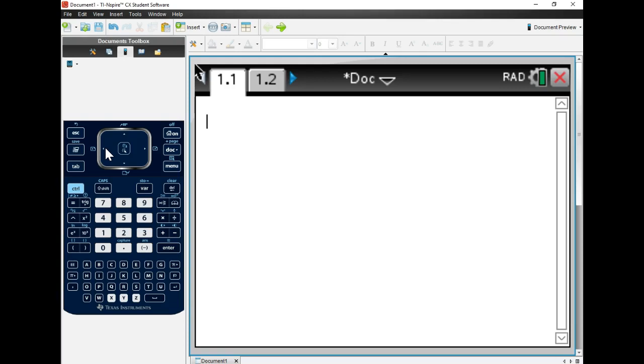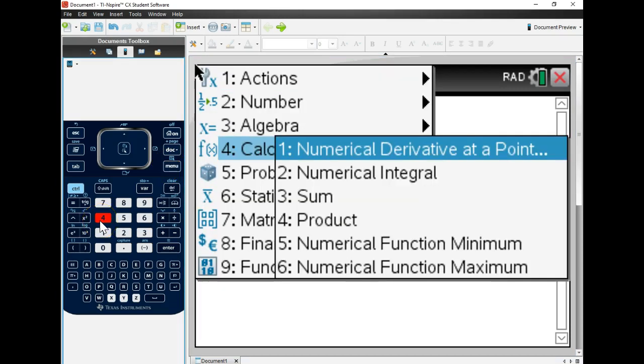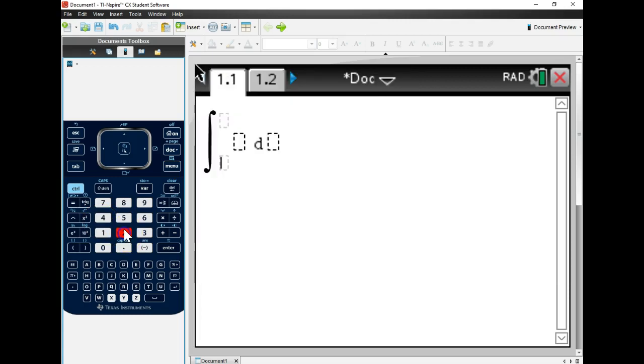But what I would do is I want to integrate. So I'm going to go to math, then calculus, and I see that there's something called a numerical integral. And look, it literally drops a template on me. You can see we've got our integral, our limits, our integrand, and our variable of integration. And I'm going to integrate from 0 to 8 of, and then I will type the equation.